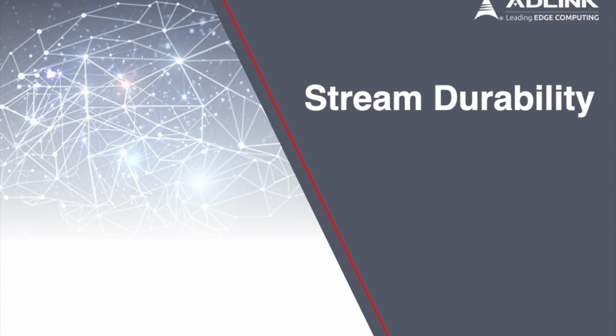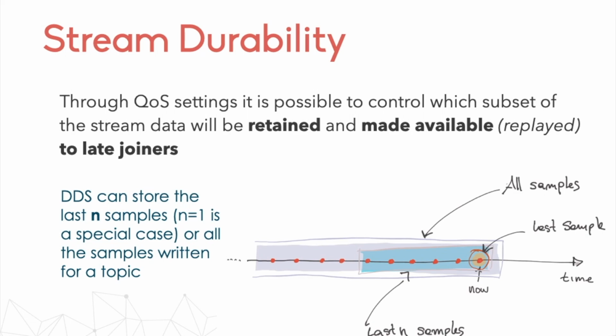Okay, so let's look now at a few other interesting properties of DDS, such as stream durability. What is stream durability? Well, first of all, stream durability relates to which data will be available and under which circumstances and for how long. In a way, we could say that stream durability controls the temporal decoupling. So this can be controlled by means of a QoS, which is the durability QoS.